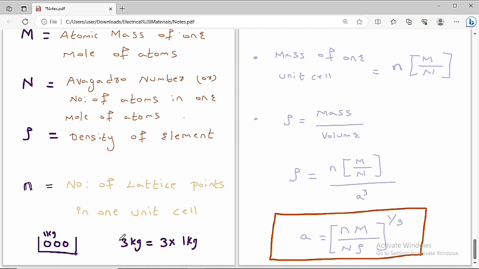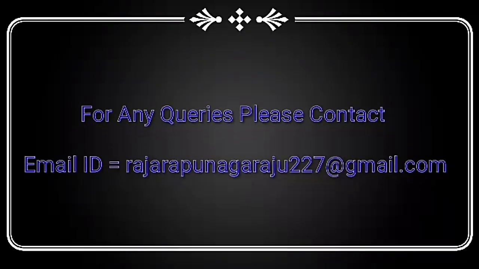Where capital M is nothing but the atomic mass of 1 mole of atoms. In that, how many atoms are there? Avogadro number of atoms, capital N, into the mass of 1 atom. So this is a very important thing, always remember it. I have given this small example in order to understand the concept. These are some of the important points regarding the crystal structures of electrical materials. Definitely you can get at least one question from these concepts.